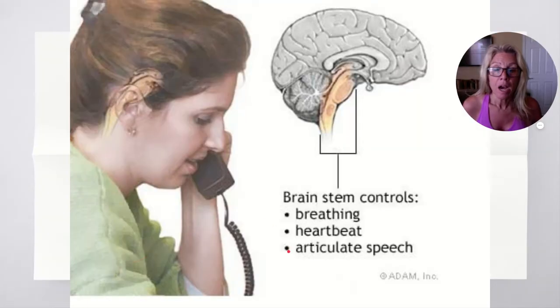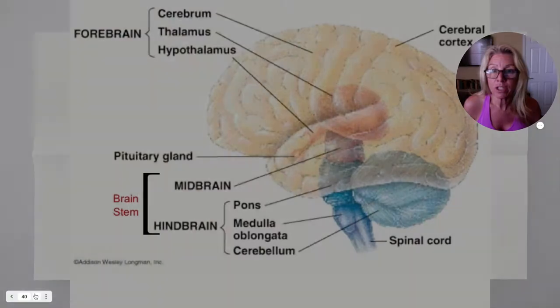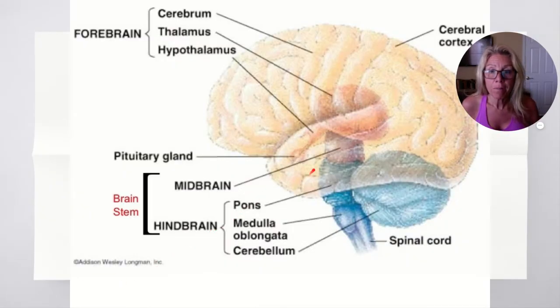All right. Here you can see your brainstem. It's this whole region in here. So breathing, heartbeat, articulate speech in particular. Okay. So we have our midbrain and we have our hindbrain, which are these things. Don't get caught up in that. That's all right. Pons, your medulla oblongata is right here. And then this transitions into your spinal cord.